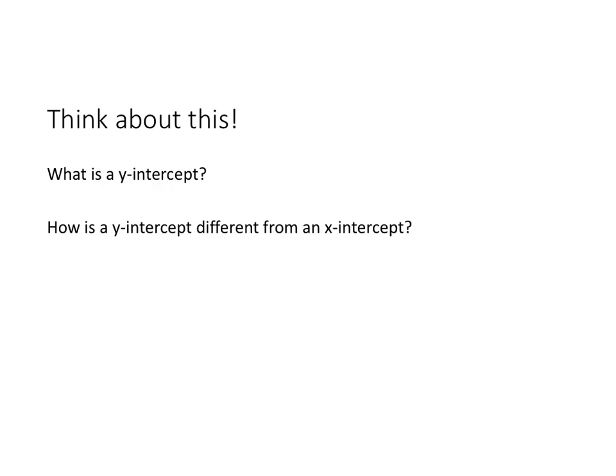Alright, so on your Google form, I'm going to be asking you, and you should be able to tell me in your own words, what is a y-intercept? And how are x and y intercepts different? And you might want to think about what is the ordered pair for a y-intercept and x-intercept. See you tomorrow.